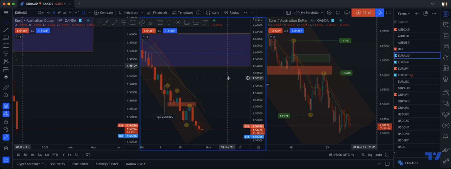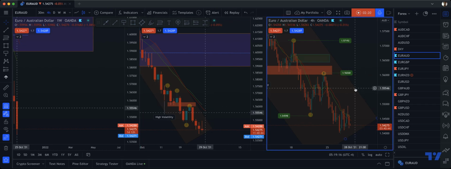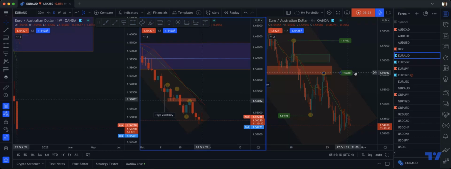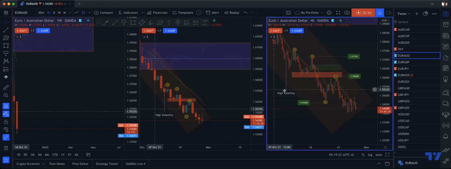So I have my weekly, daily, 4 hour. We're going to focus on my daily and 4 hour. My daily time frame is in the middle. My 4 hour time frame is on the right hand side. I want you guys to look at the comparisons between these two price charts. Now, keep in mind that these pairs are moving the same on each time frame.